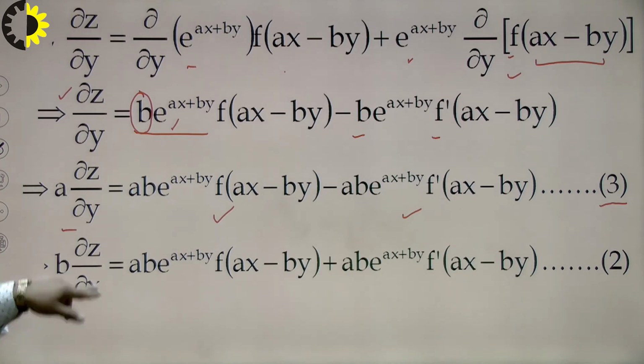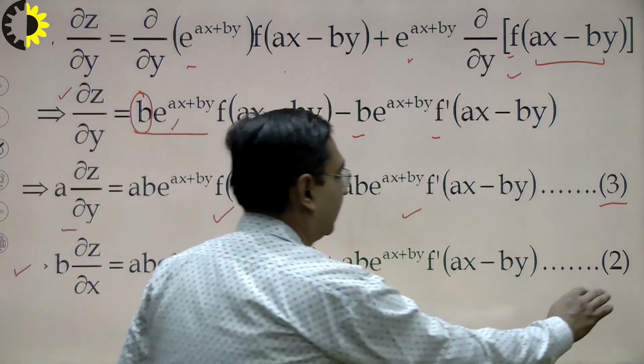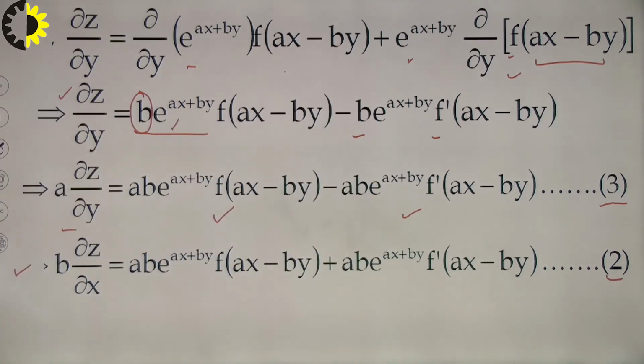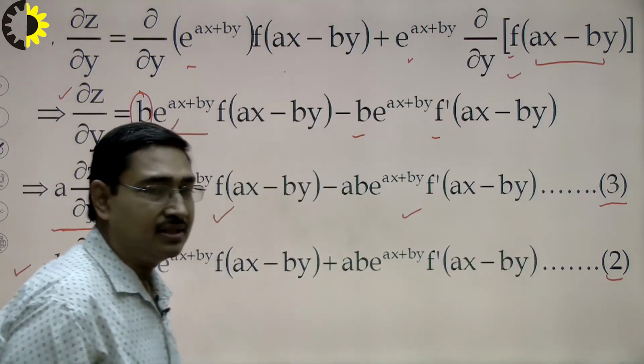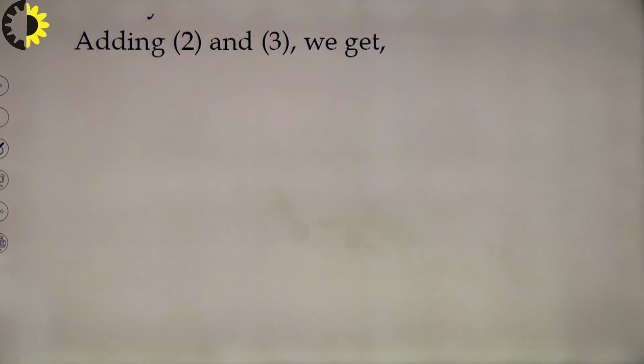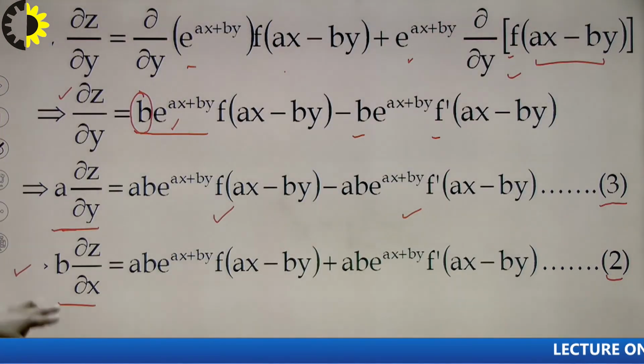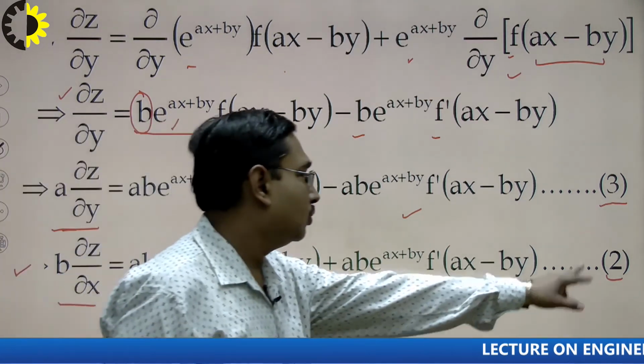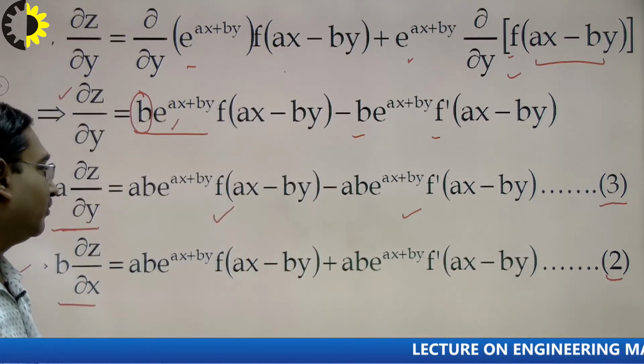This was our equation 2, b del z over del x is equal to this. We were trying to prove that the sum of these two is our right hand side. So this is equation 3, this is equation 2. To find the left hand side, I will add up these two terms, adding 2 and 3. Now when we add equation 2 and equation 3, what will happen?